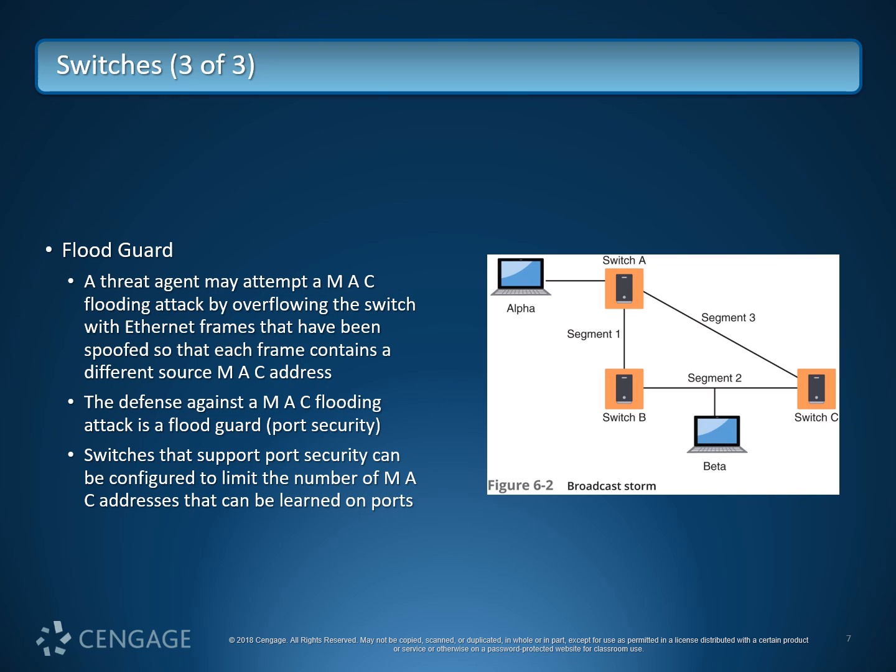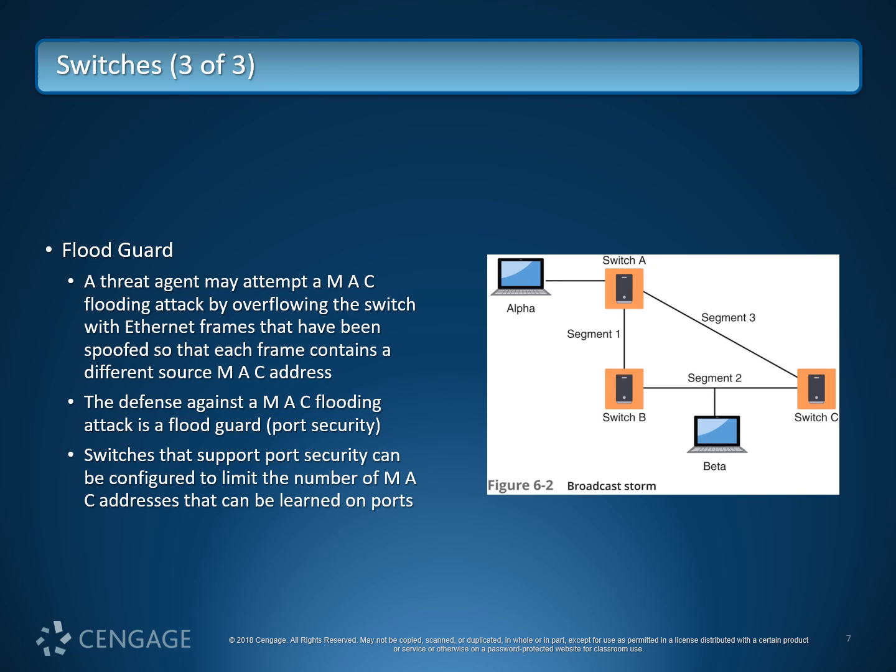Threat agents may attempt a flooding attack by overflowing a switch on the link with a barrage of Ethernet frames that have been spoofed so that each frame contains a different source MAC address. So what this does is the switch is constantly getting new frames, and the MAC table keeps changing, and is unable to corroborate whether or not a particular address belongs to a particular port. That means new information coming through will sometimes be sent into an overflow section, which can breach certain aspects of security.